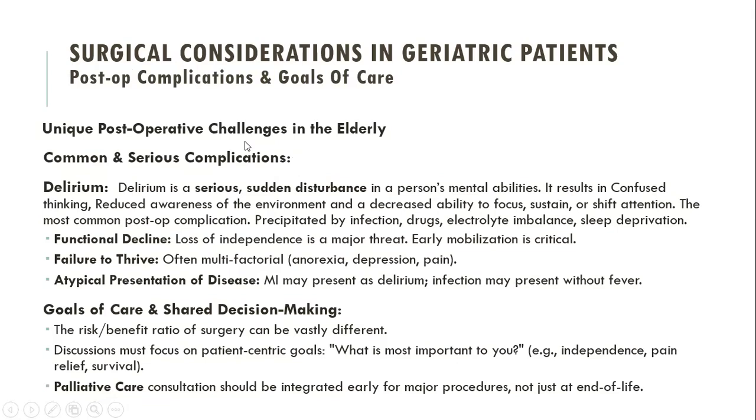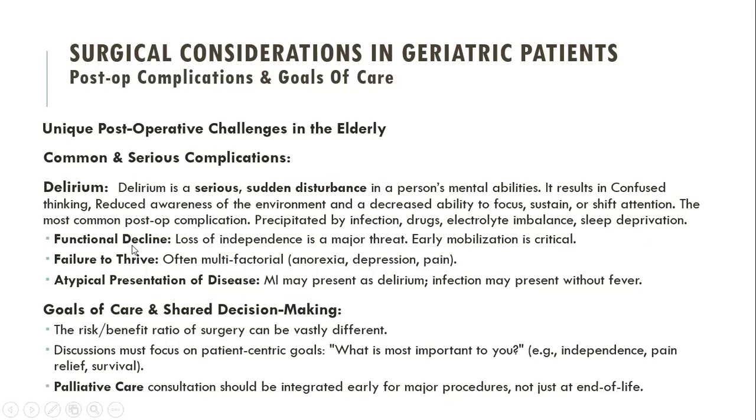Now, there are some unique post-operative challenges in the elderly patients. Common and serious complications in the geriatric patients, one of the most common is delirium. So delirium is a serious sudden disturbance in a patient's mental ability. Now, what happens in this? It results in confused thinking. The patient will be having confused thinking, reduced awareness of the environment, and a decreased ability to focus, sustain, or shift attention. The most common post-op complication in the geriatric patient is basically delirium, and it is precipitated by infection, drugs, electrolyte imbalances, and sleep deprivation.